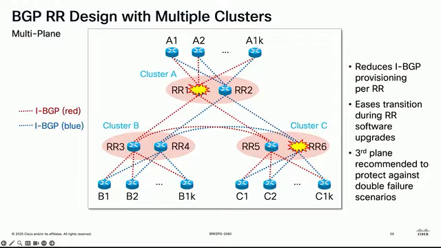So if, for example, there's a route reflector node failure in one cluster, cluster A in this example, and at the same time, there's a route reflector node failure or session failure in the blue plane, in the other plane, say in cluster C, that would break connectivity between the clients in cluster A and the clients in cluster C, okay? And so for that reason, in a multi-plane architecture, we would always recommend 3 planes, okay?